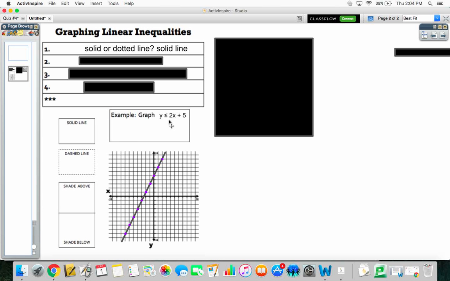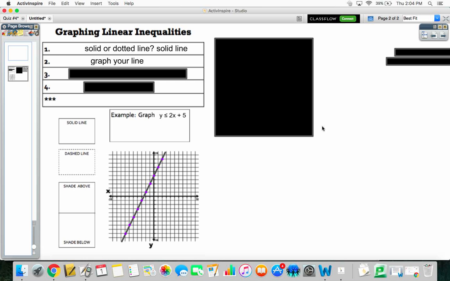Notice our equation is already in y equals mx plus b form, so I've graphed it below. I started with my y-intercept of a positive 5, so I went up 5. Then I used my slope of 2 to go up 2 over 1, up 2 over 1. And since I had y is less than or equal to, I have included a solid line.